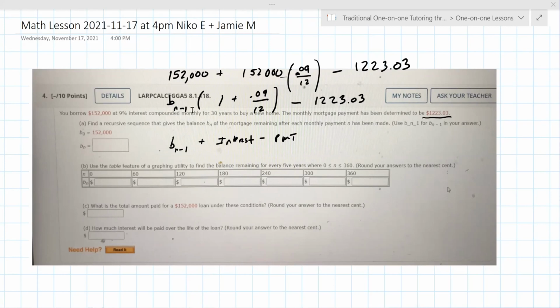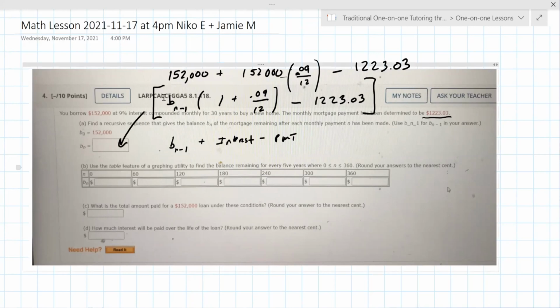What did you enter? Did you enter the 152,000 plus 152,000 times 0.09, or did you just enter 1 plus 0.09 divided by 12? I did the 1 plus 0.09 divided by 12. But did you put all of this: Bn minus 1, parentheses, 1 plus 0.09 divided by 12, close parentheses, minus 1,223.03? Oh no, I didn't put the Bn. Okay, that's all needed. Oh, okay. My bad. Sorry for not being clear. So the answer is everything in brackets here, I believe.